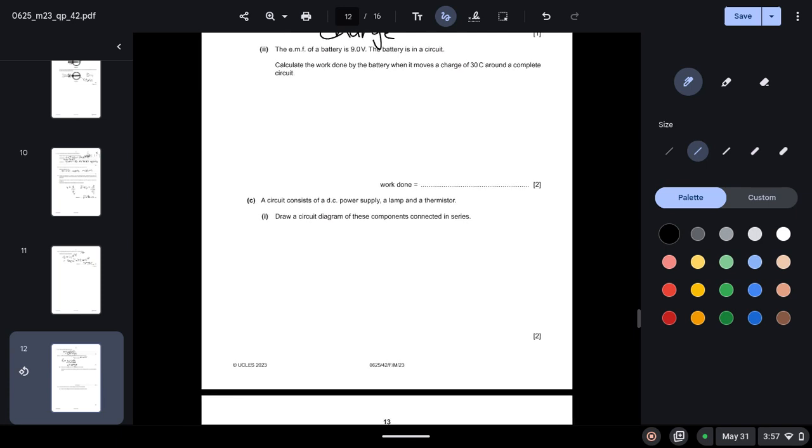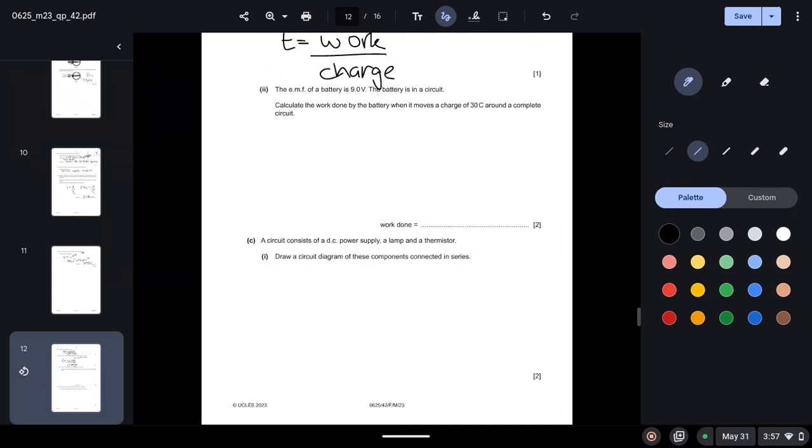The EMF of a battery is 9 volts. The battery is in a circuit. Calculate the work done with a battery when it moves a charge of 30 coulombs around a complete circuit. So we will use the formula that we just wrote. They have given us the EMF, which is 9. We have to calculate the work done, and we are given the charge, which is 30. So the answer is 270 joules. Since work done is a form of energy, the answer will be in joules.